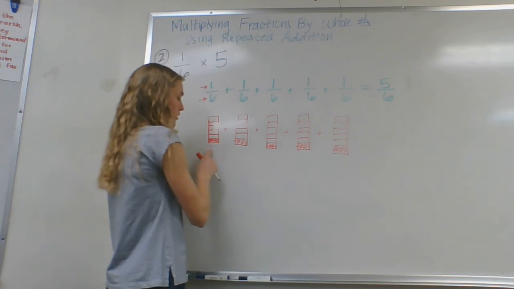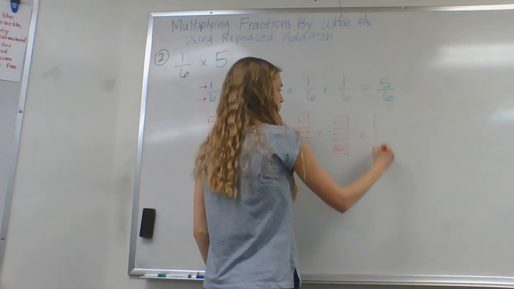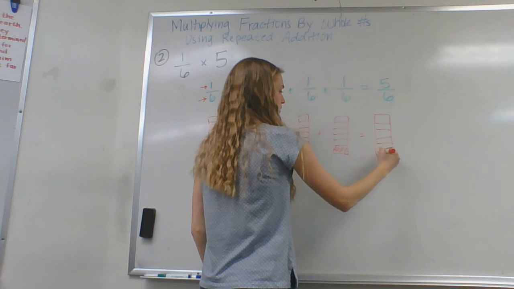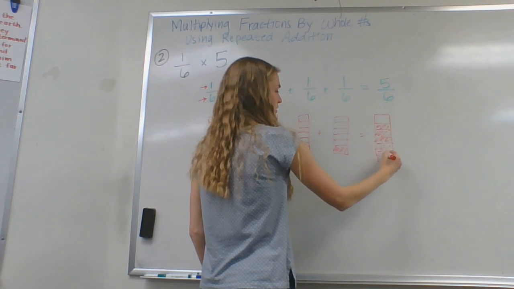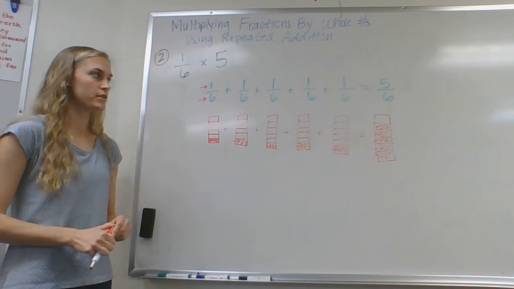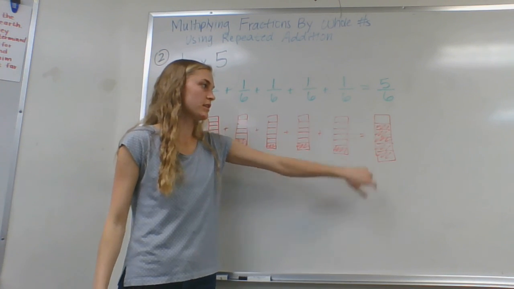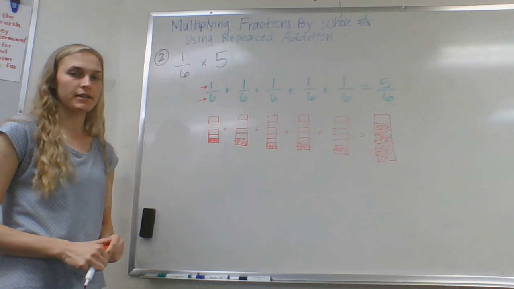So if we add up all these, we got 1, 2, 3, 4, 5. We actually only need 1 box. Last time we needed 2. And we're going to shade in 5 of those because this one doesn't quite equal a whole. Our first example was more than 1 whenever you add them all up. This one is still less than 1, it's 5/6. So we have 5/6 total right there.